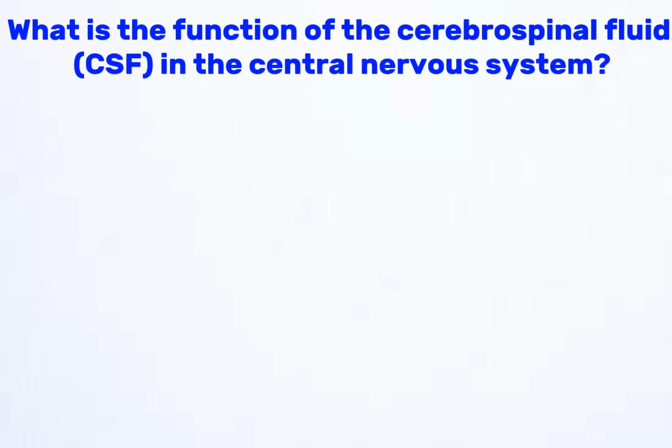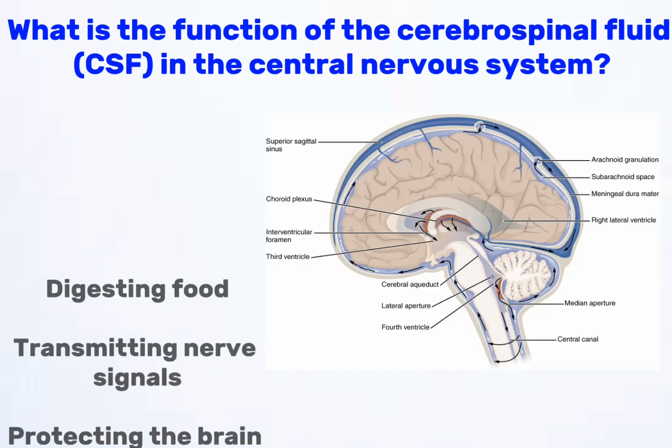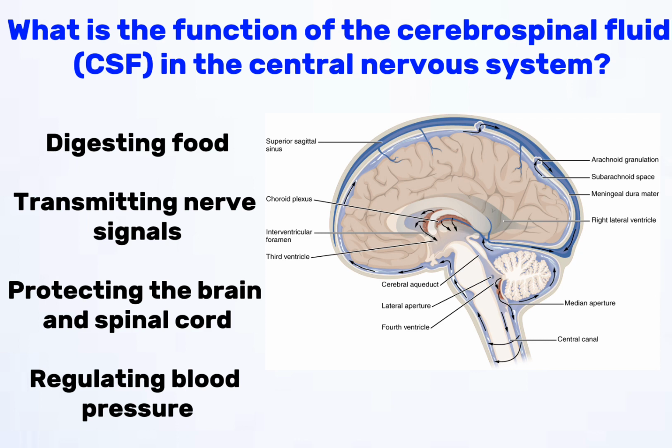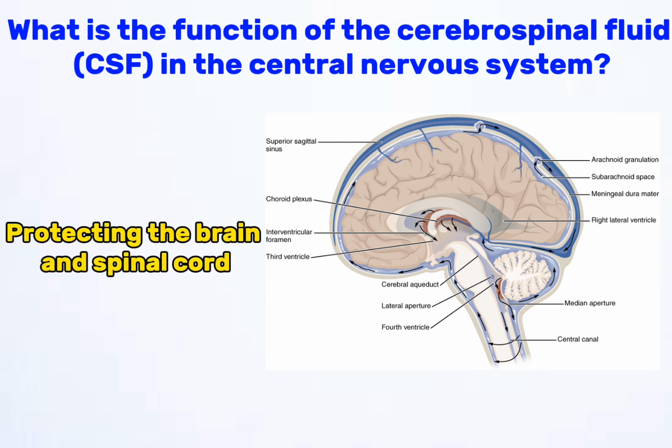Pituitary gland. What is the function of the cerebrospinal fluid, CSF, in the central nervous system? Digesting food, transmitting nerve signals, protecting the brain and spinal cord, regulating blood pressure. Protecting the brain and spinal cord.